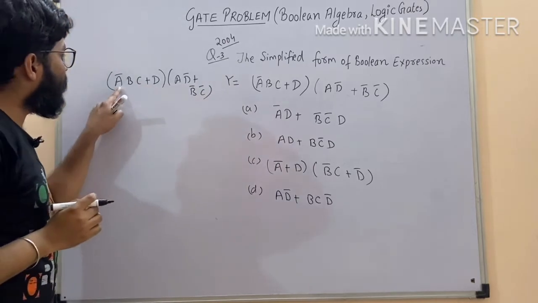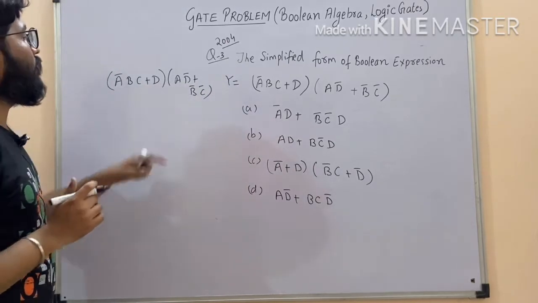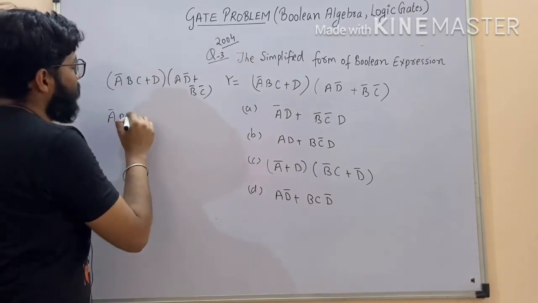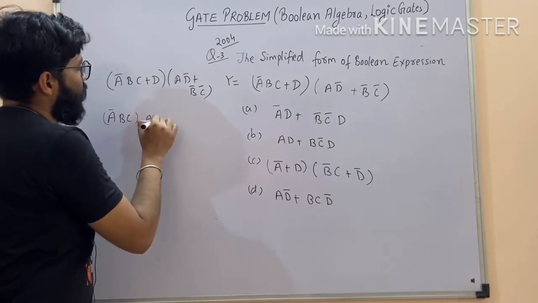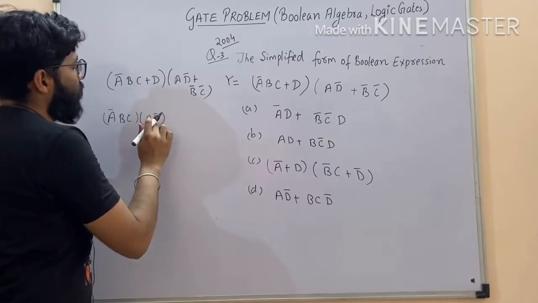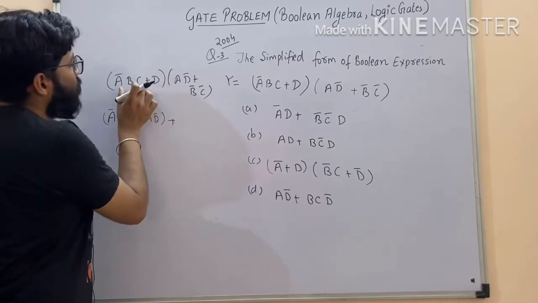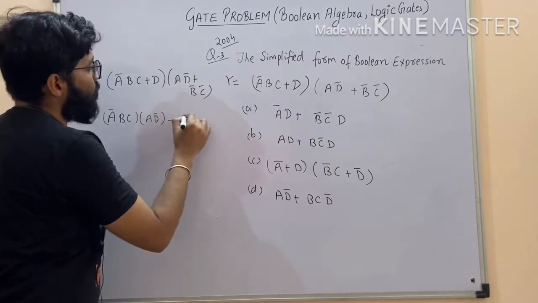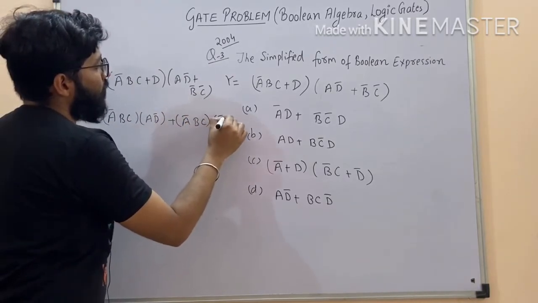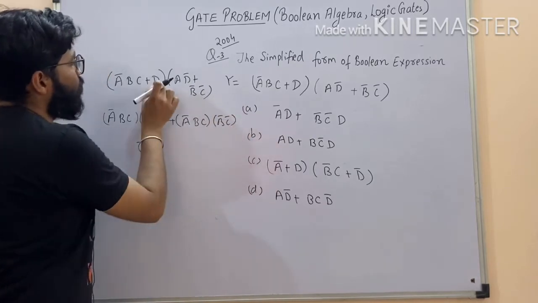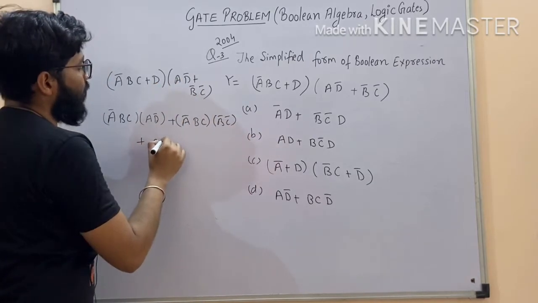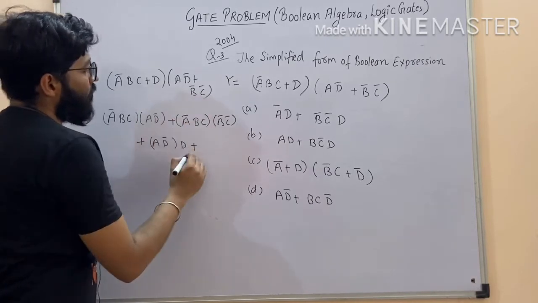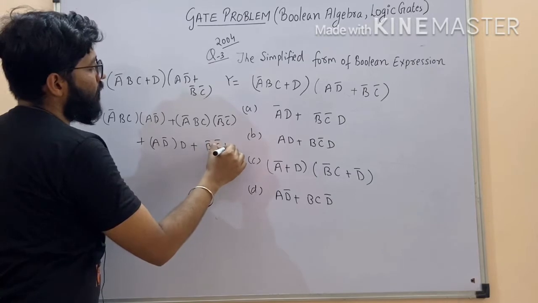Now you have to multiply your expression with this. You will get a complement b c and a d complement, plus you multiply this with this, you will get a complement b c and b c complement, plus you multiply this by this, you will get a d complement d, plus you multiply by this, you will get b c complement c and d.